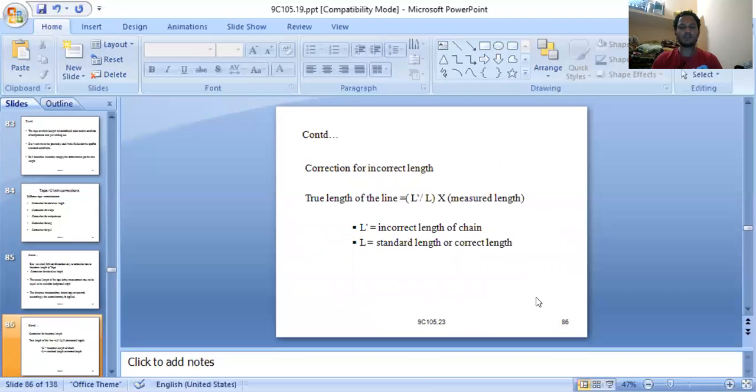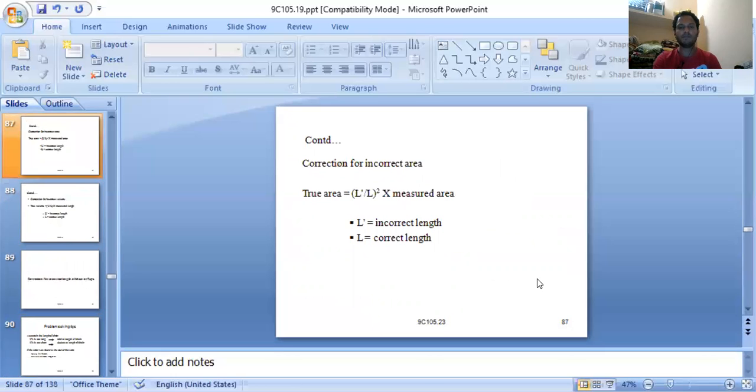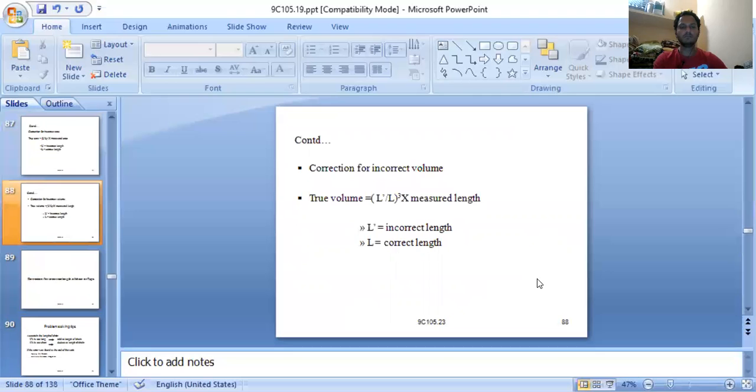We have already calculated correction for incorrect length, which is L dash by L into measured length. This L dash is the incorrect length of the chain and L is the correct length, the standard length of the chain. Similarly, we have already learned this formula for calculating true area, which is L dash by L whole square into measured area, where L dash represents incorrect length of the chain. It may be too short or too long. L is actual length, means correct length. And correction for volume is L dash by L whole cube into measured volume.